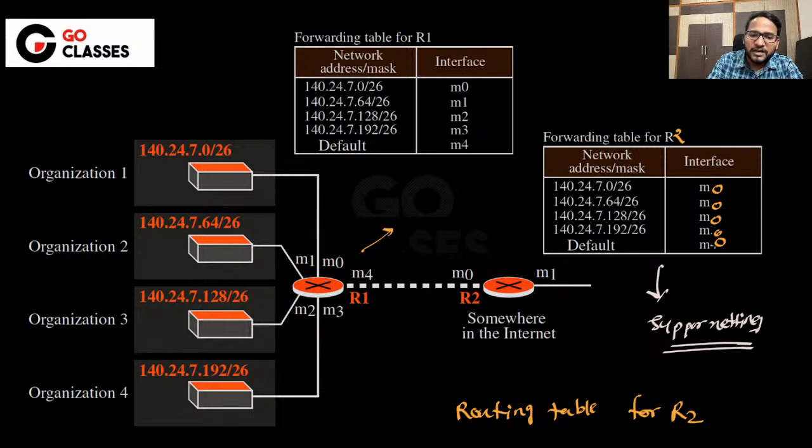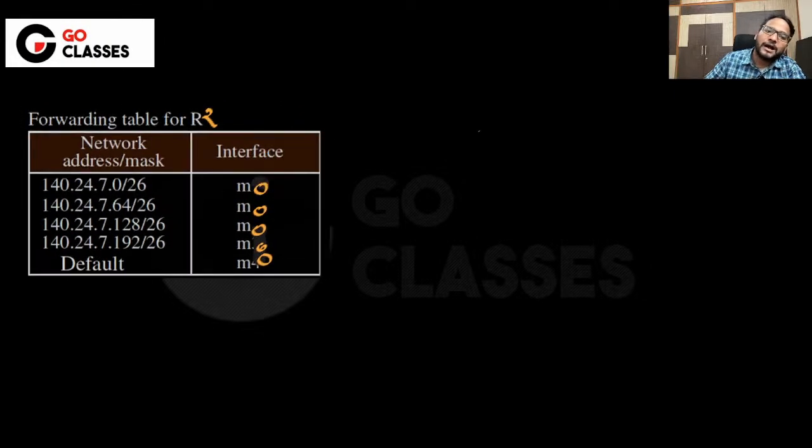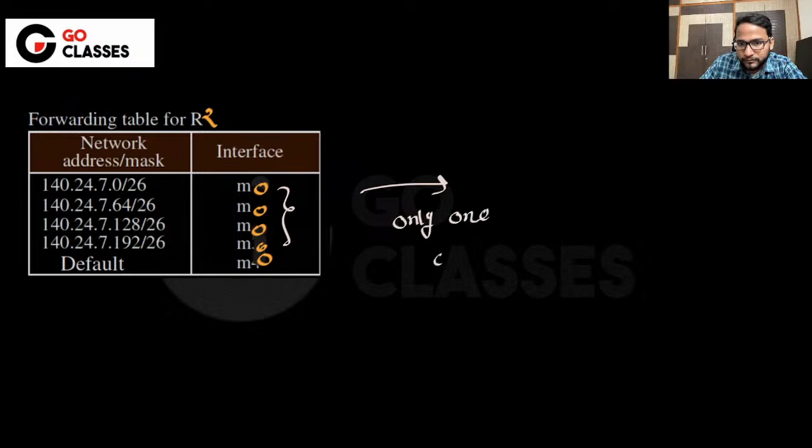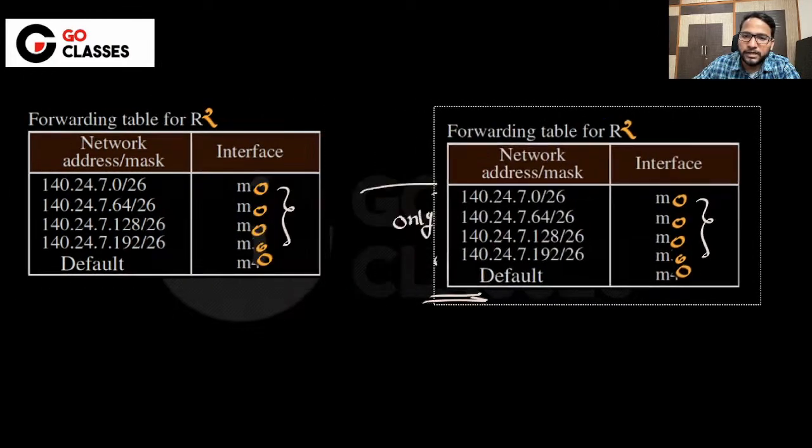Now, let's just check what we can do for this R2 routing table. Since there is too much redundancy, you are anyway going to the same place, so why not just combine all of this and have only one entry. Default will obviously be there, but for these four, let's just have only one entry. I want the R2 routing table to look something like this after supernetting.